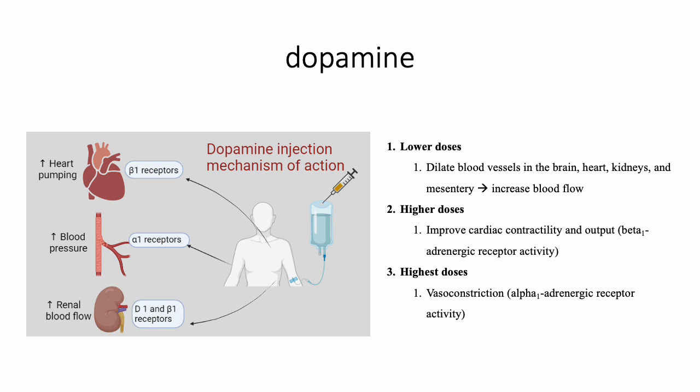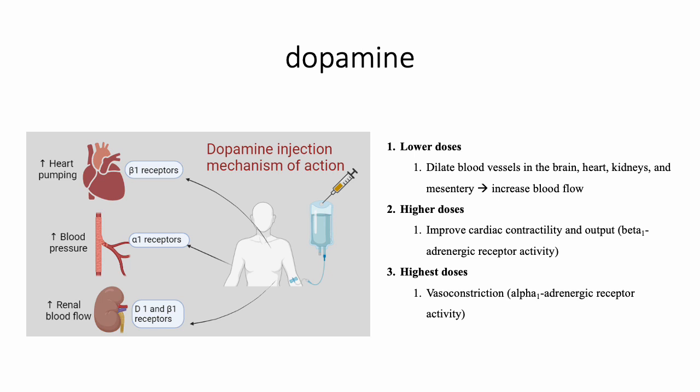Our next drug, dopamine, is a catecholamine. So if I'm telling you it's a catecholamine, what does that mean? It cannot be given PO and only be administered intravenously. It is a very potent dopaminergic, and it has beta-1 and alpha-1 receptor activity responses.